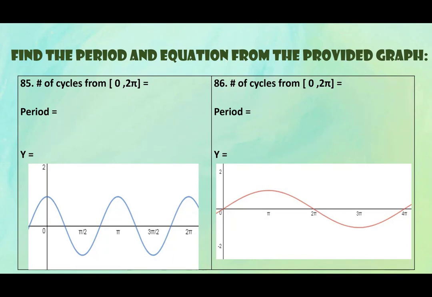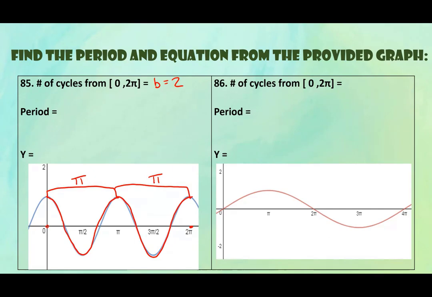So at number 85, what we're going to do is look at the number of cycles from 0 to 2 pi. And this will actually tell us what b is. It's a really cool trick that we figured out. So here's 0, here's 2 pi. And if you look at this, it has one cycle here, and then it has another cycle here. So this is telling us that b is equal to 2 because we have one cycle pi long, and then we have another cycle pi long.